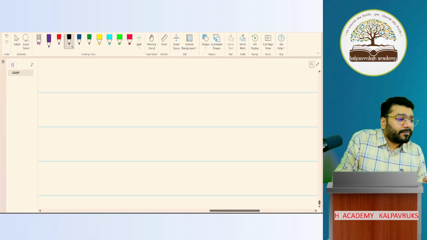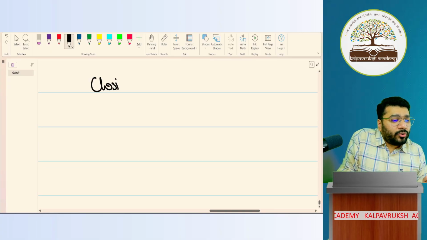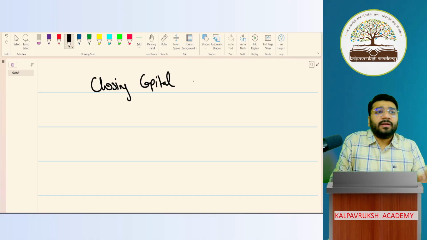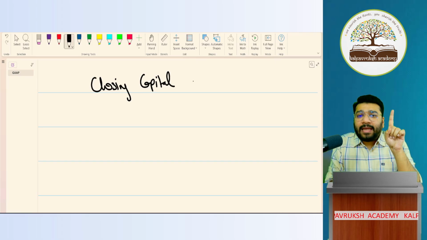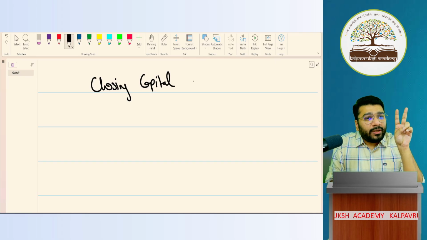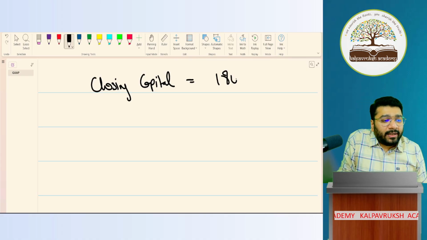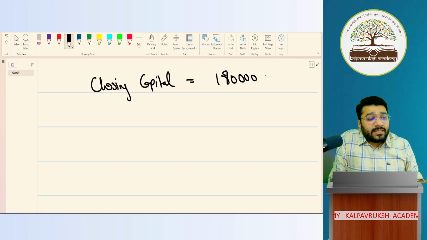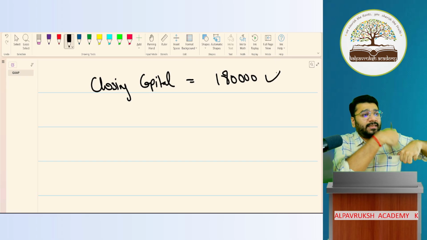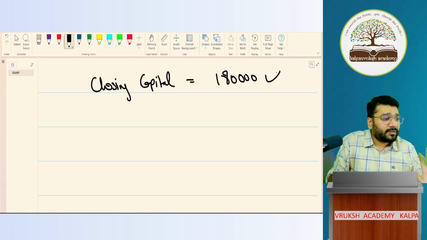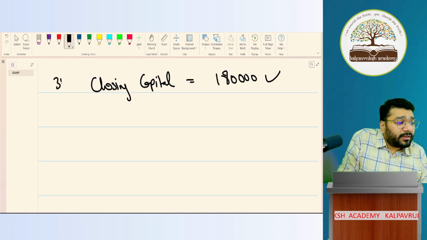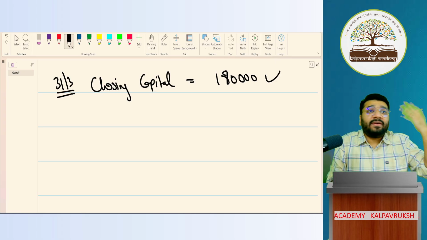Very simple. First, always closing capital. What is closing capital? The same we have to calculate: opening capital plus additional capital plus profit minus drawings. How much is it? 1,80,000. This much capital is there in the business, in your pocket. Yes or no? Yes. This is on 31st March of the previous year.